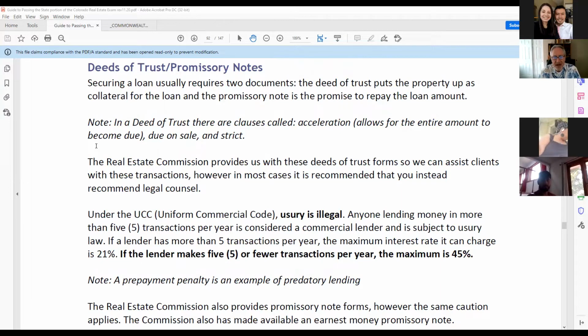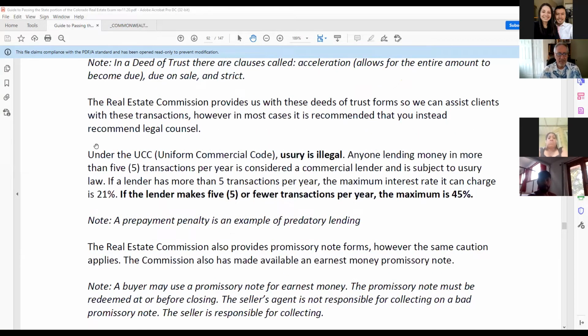If you're making 5 or fewer transactions, remember it's 5 or fewer. So over 5, you're commercial, but 5 or fewer, you're underneath the wire. Now the maximum rate you can charge is 45%. Yeah, big number. So know those numbers and how that usury works for the Colorado State exam.